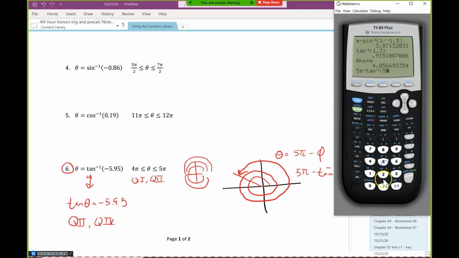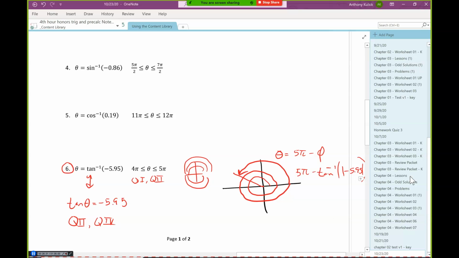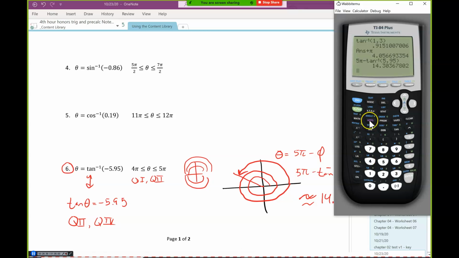If you wanted to make sure you did it correctly, you can always go back in and type tangent of, well, let's just do the answer. And that should give me negative 5.95, which it did.